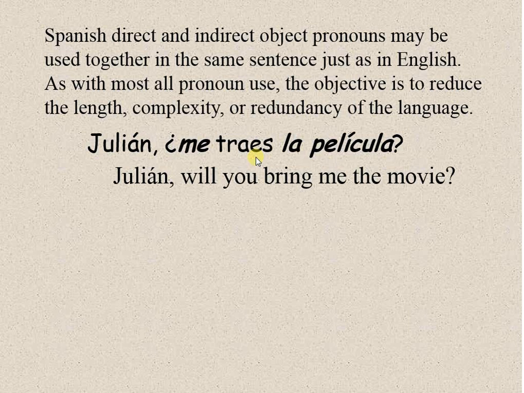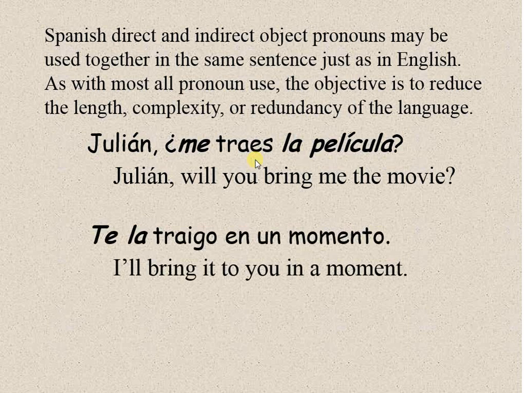Julián, ¿me traes la película? Here you have two objects. Julián, ¿me traes what? La película. La película would be the direct object. To whom or for whom? To me or for me. So in this case, me would be the indirect object pronoun.